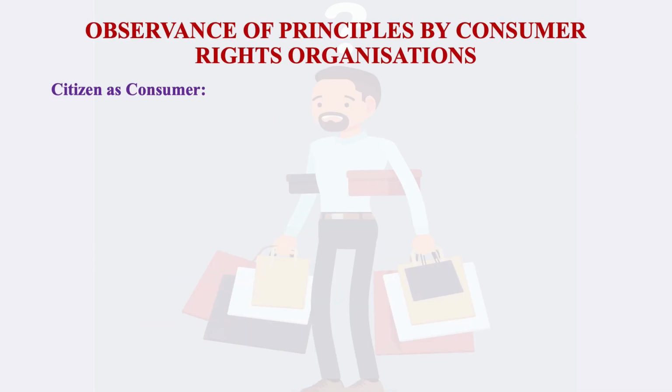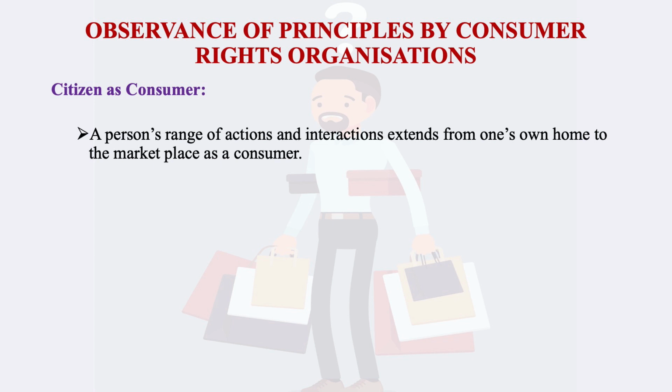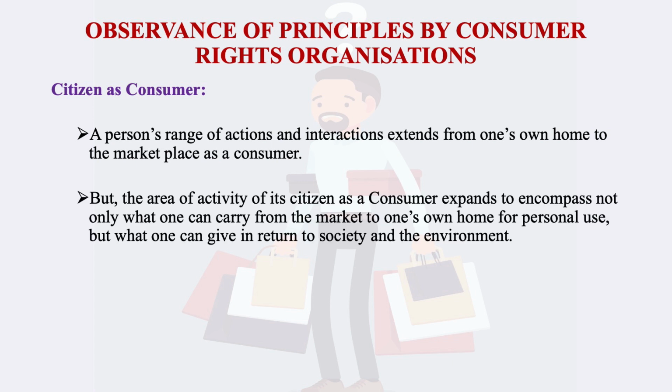Now, as a citizen and as a responsible consumer, a person's range of actions and interactions extends from one's own home to the marketplace. So see, our own actions and inactions not only emanate from home, but go to the market also. It is part of market behavior. But the area of activity of a citizen as a consumer expands to encompass not only what one can carry from the market to one's own home for personal use, but also what one can give in return to the society and the environment.